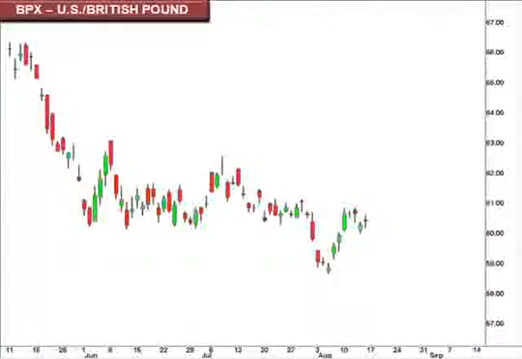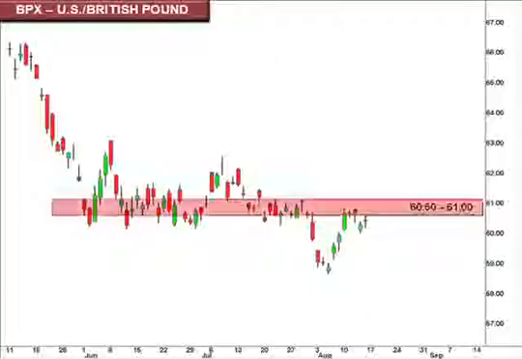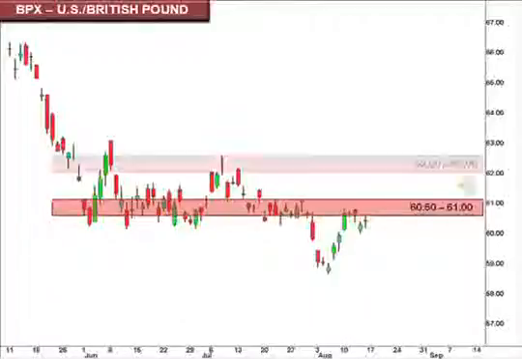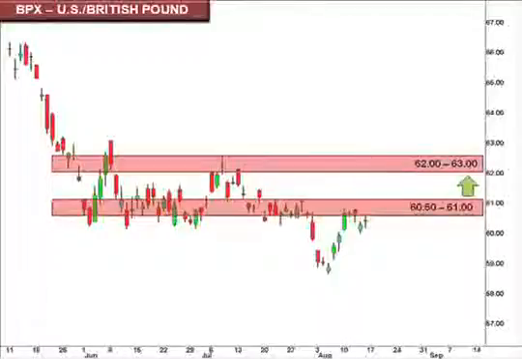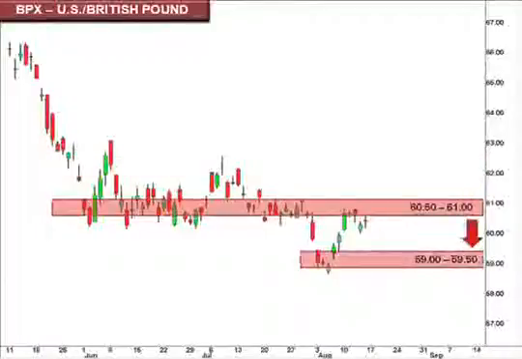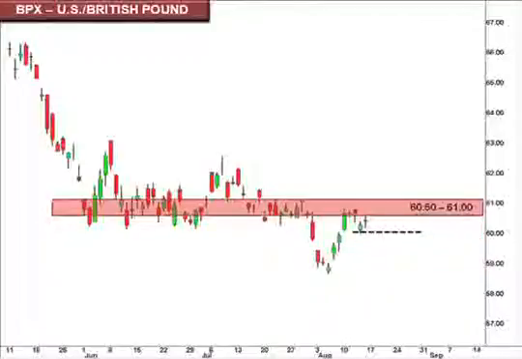Well, the BPX, the U.S. versus the pound, is flirting with resistance at the 60.5 to 61 focal zone. Now, a move above opens the window for a continuation into the 62-63 range. If the pair value is unable to break this level, we may see a retest of the 59.5 focal zone with a break below 60 as an early indication of this move.